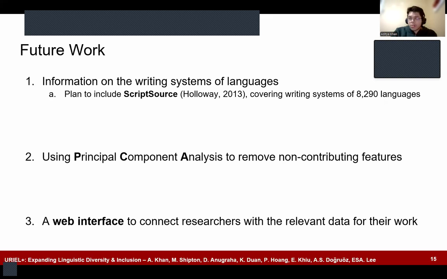The second piece of future work is that we intend to use PCA to remove non-contributing features to particular distance computations, and the hope is that this should reduce the amount of runtime it takes to complete the distances. And finally, we plan to have a web interface as well for our work to connect researchers with the most relevant data for their work as well.